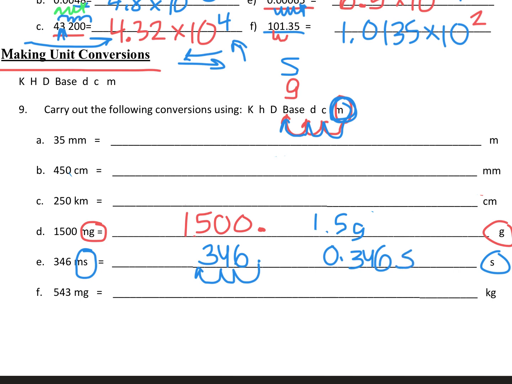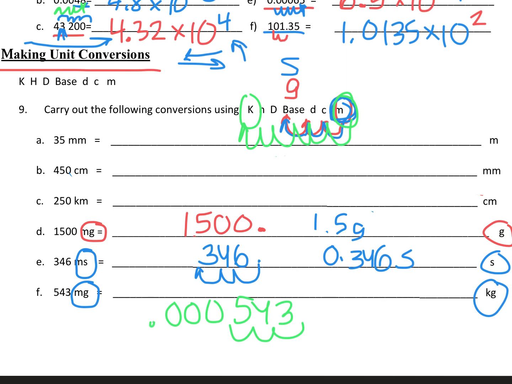And let's finish off strong. Milligrams to kilograms. Let me get a new color here. Milli to kilo. Woo! 1, 2, 3, 4, 5, 6 to the left. Let's take 543. 1, 2, 3, 4, 5, 6 to the left. Wow. Ends up being 0.000543 kilograms. See how quick that starts to go once you get the hang of it?